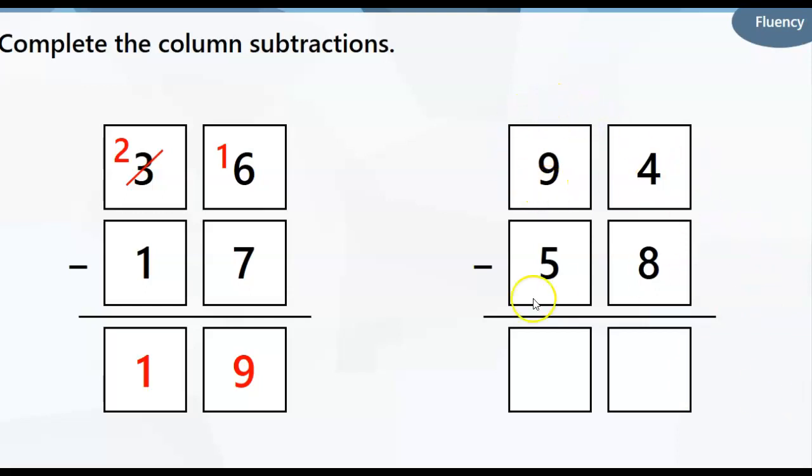So 94, take away 58, looking at my ones column first. 4 fingers, take away 8 fingers, I can't do it. So the 4 has got to ask the 9 for one of its 10s. So take one away and give it to this one. So 14, take away 8 is, you're right, it's 6. Well done, everybody. 8 10s take away 5, because this is the 10s column. 8 10s take away 5, you're right, it is 3. So my answer is 36.